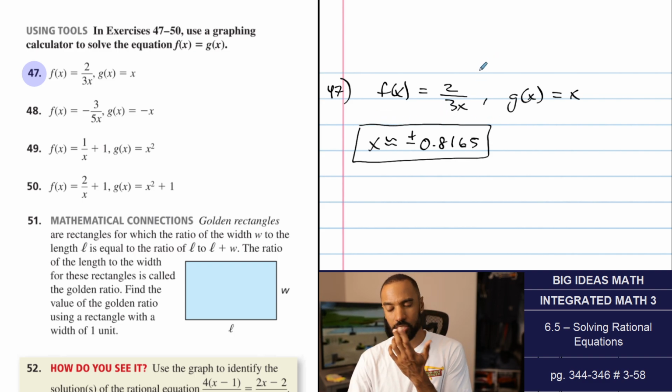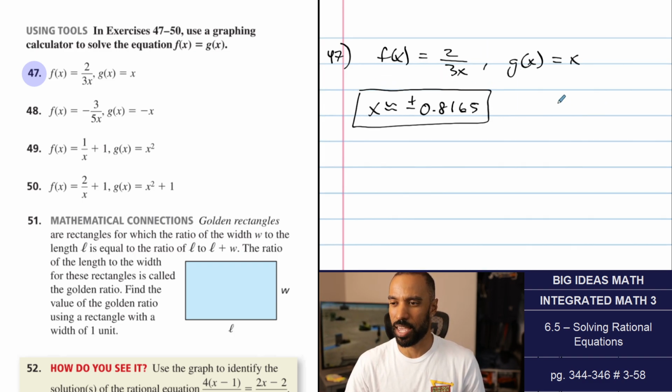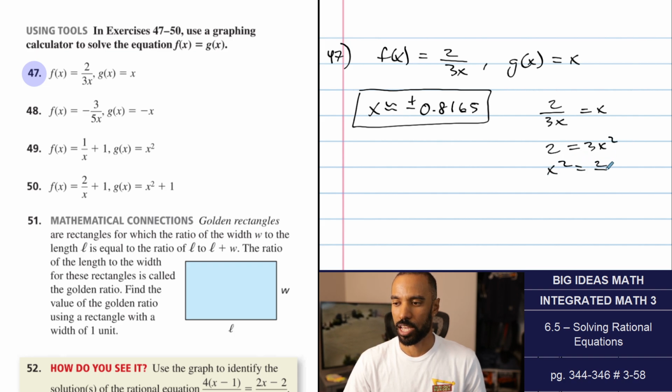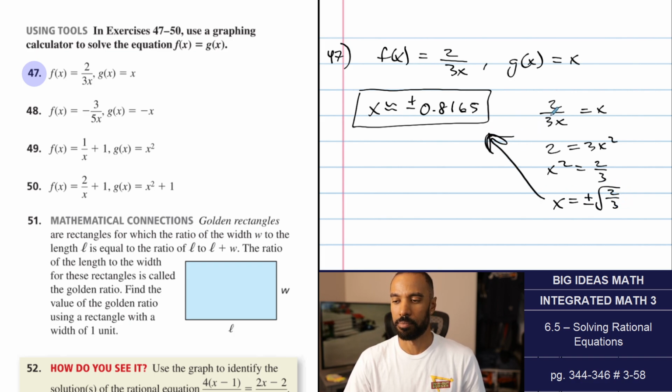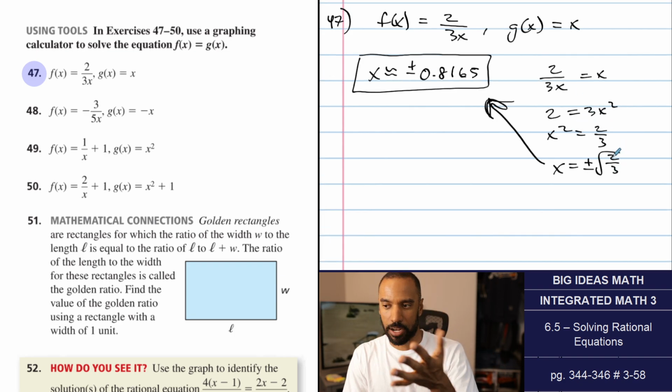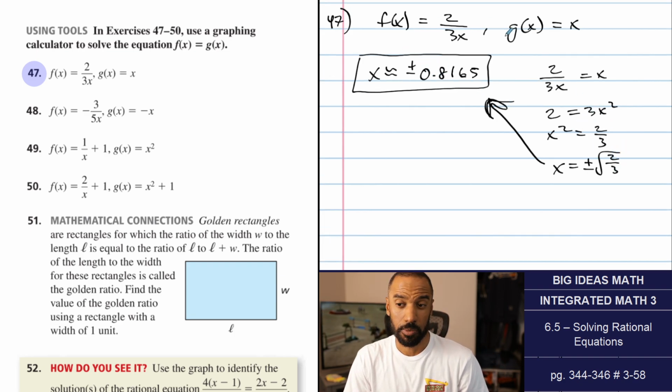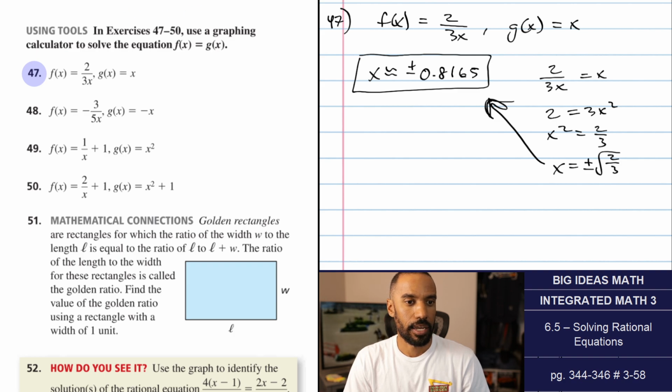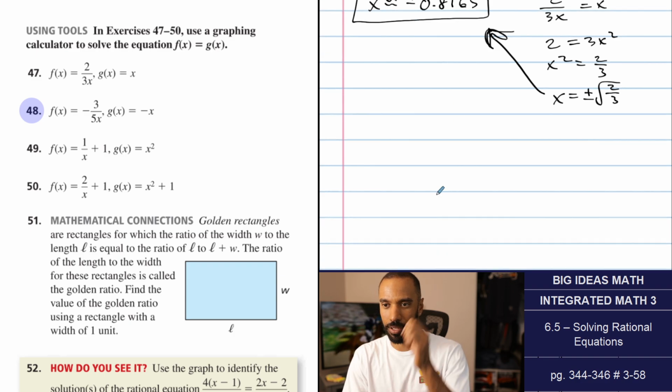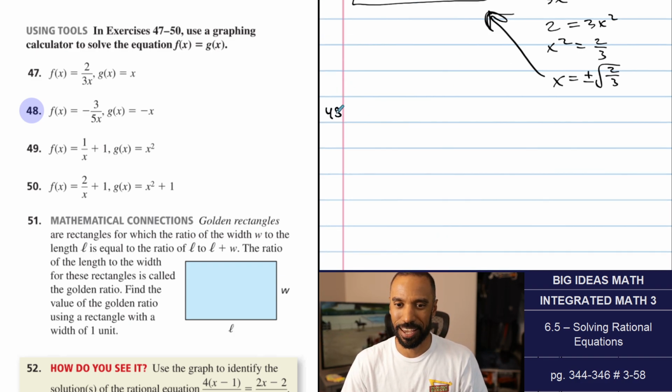Now they had to solve graphing. That's not to say you can't solve algebraically. I would have set 2 over 3x equal to x, multiplied by 3x, and get 2 equals 3x squared. Divided both sides by 3 and taking the square root. X is plus or minus square root of 2/3. Guess what that is, right here. So I know I didn't rationalize this, but that becomes these two decimals. So okay. And that's probably true of all these. It's like, well, it's easier to do without the graphing calculator, honestly.